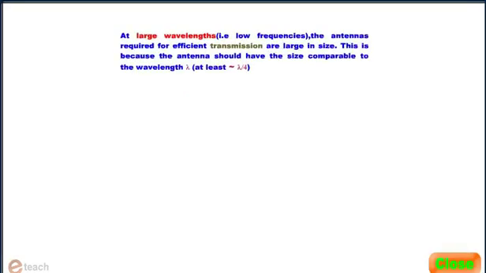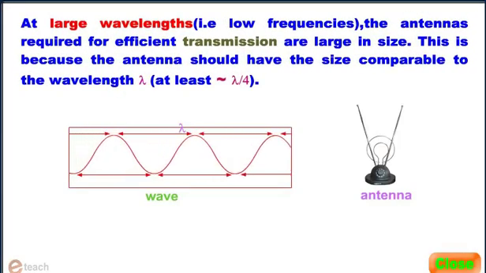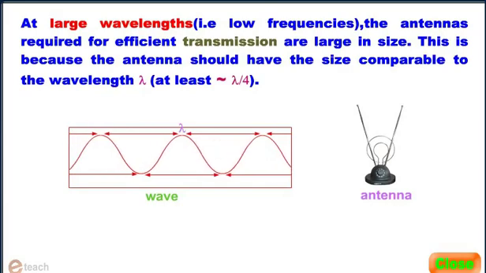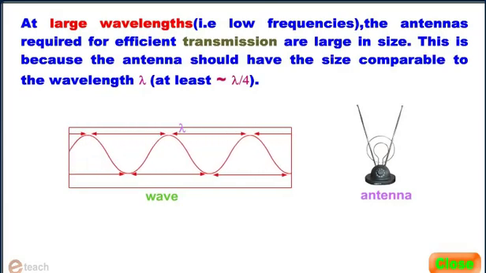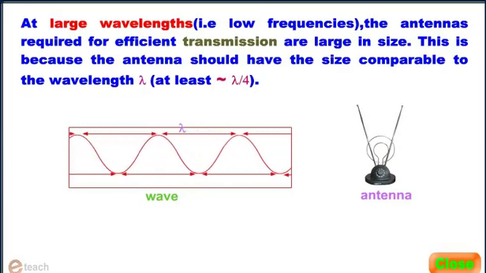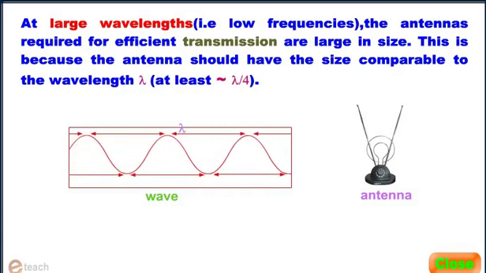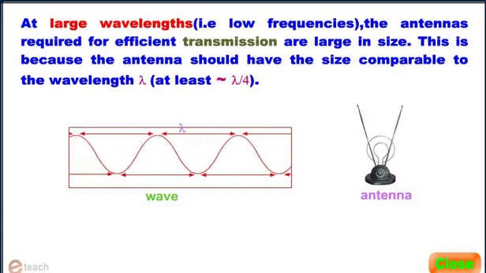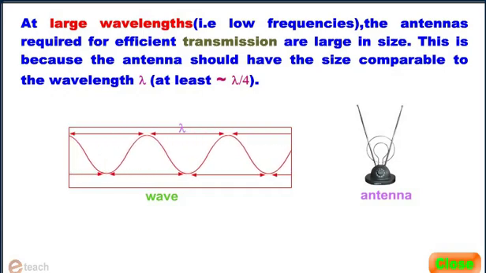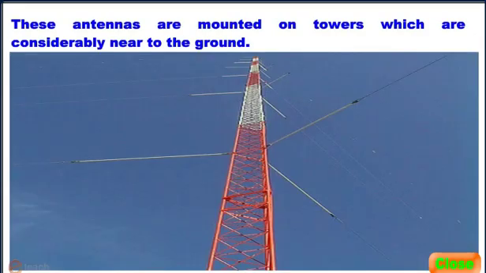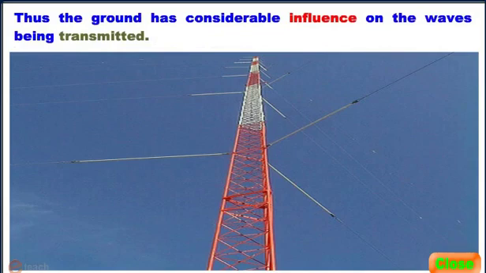Ground wave. At large wavelengths, that is, at low frequencies, the antennas required for efficient transmission are large in size. This is because antennas should have a size comparable to the wavelength, that is, at least approximately equal to lambda by 4. These antennas are mounted on towers which are considerably near the ground. Thus, the ground has considerable influence on the waves being transmitted.